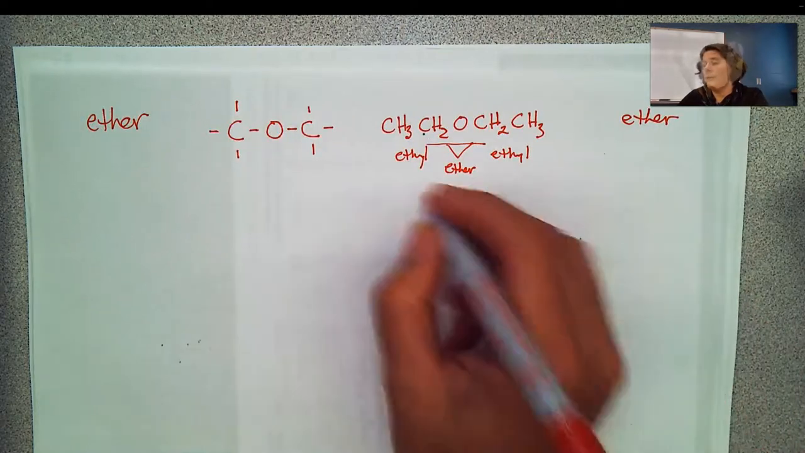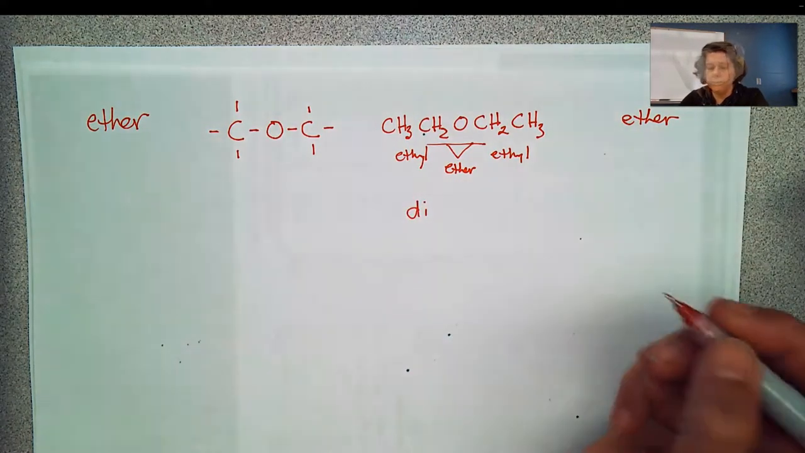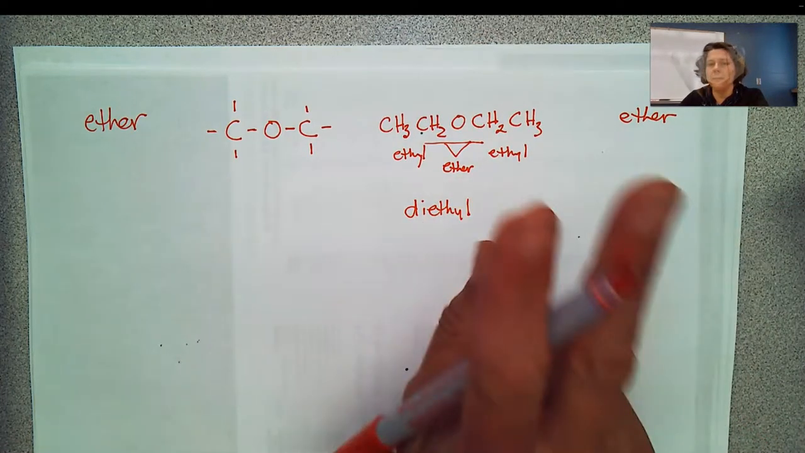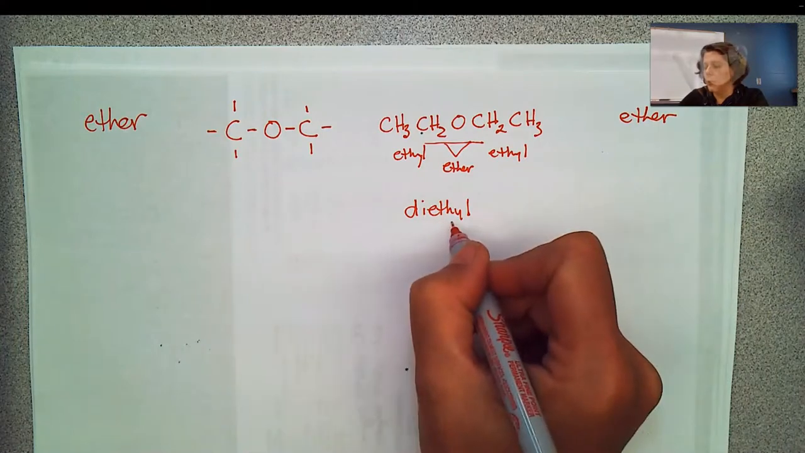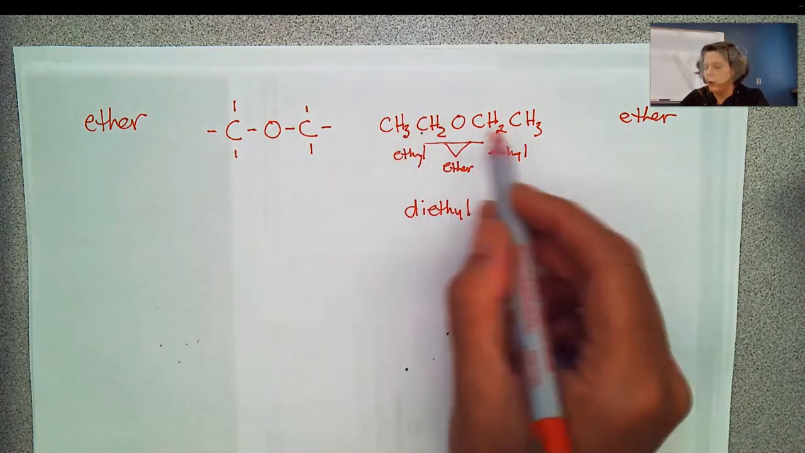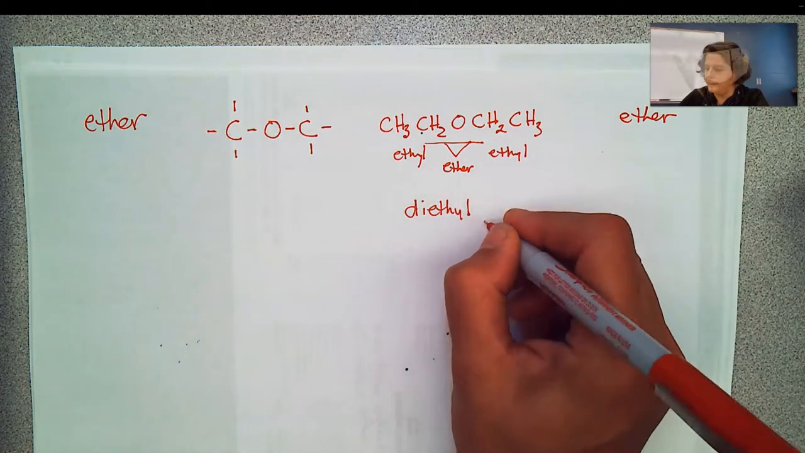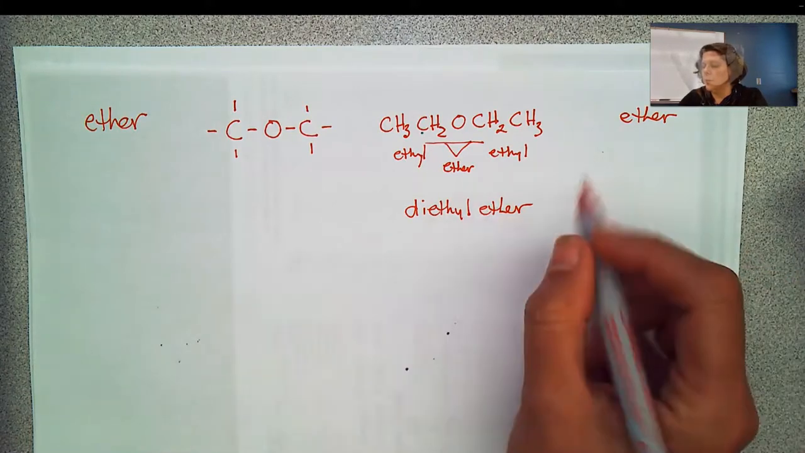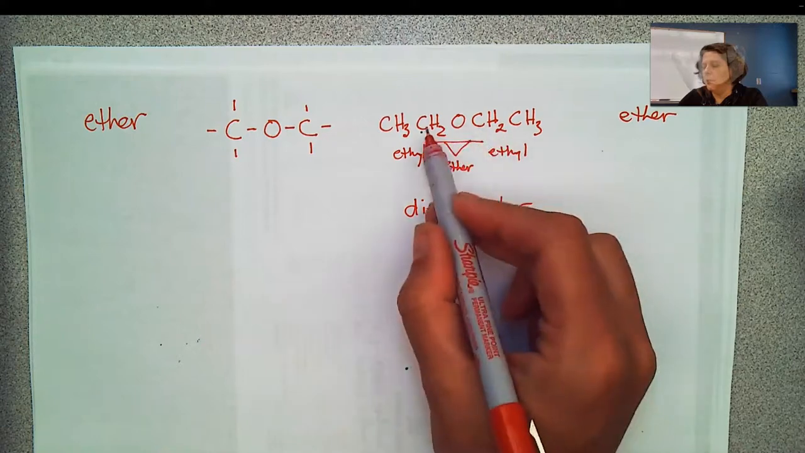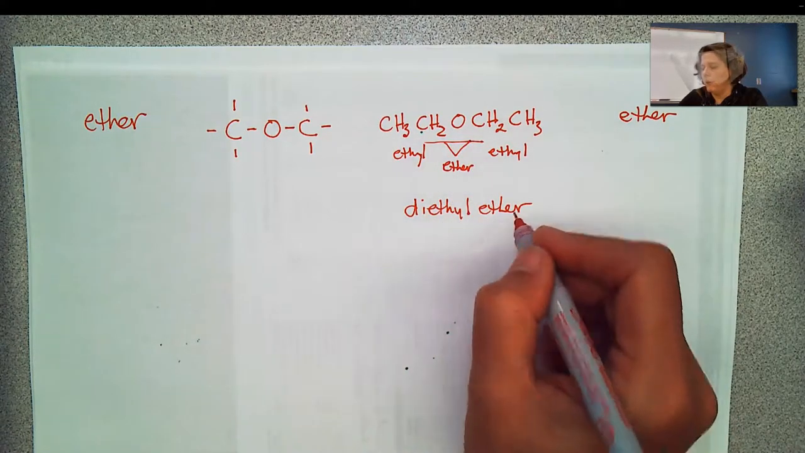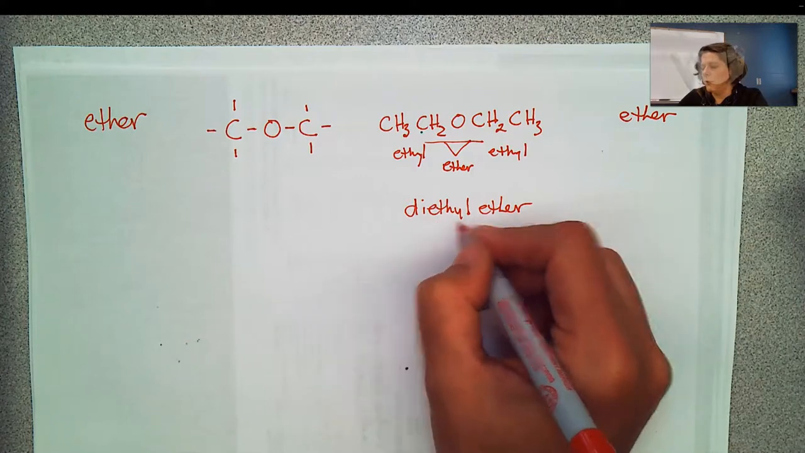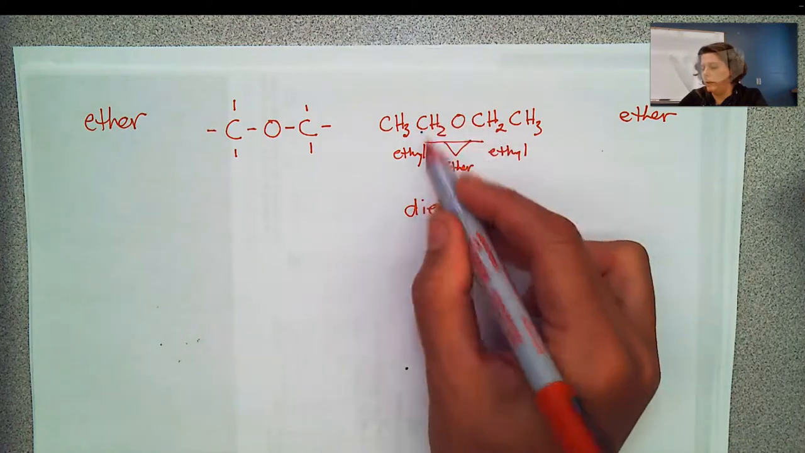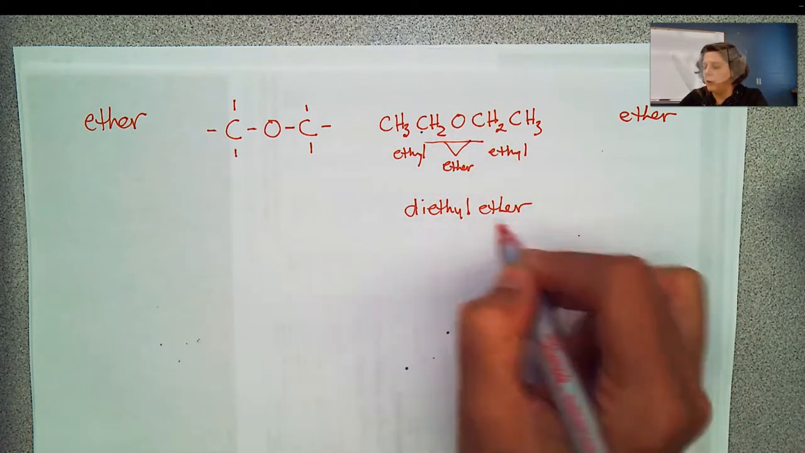So we call this compound diethyl, because di means 2 carbon groups stuck onto an ether. If I wrote this word out, I would go with an ether group. Ether group means carbon, oxygen, carbon. I know there's 2 ethyl groups. Ethyl means 2 carbons stuck onto my functional group here. So this is diethyl ether.